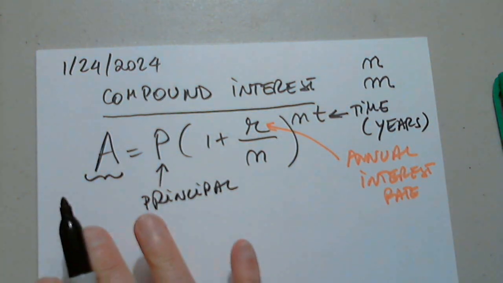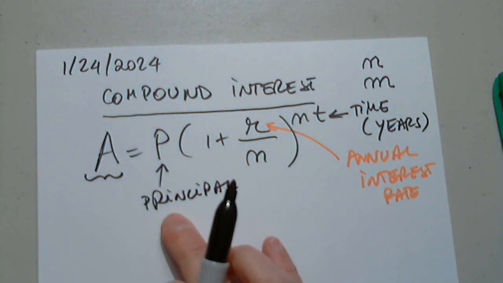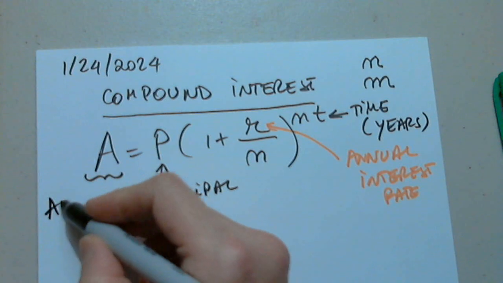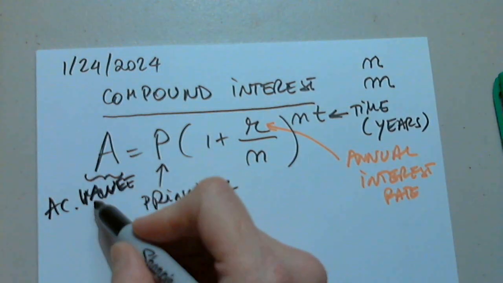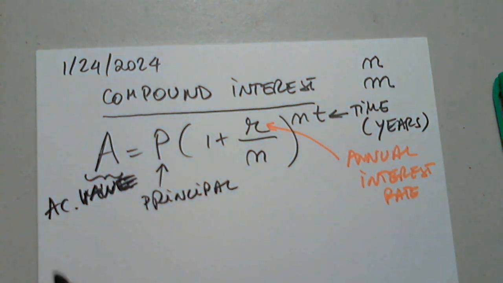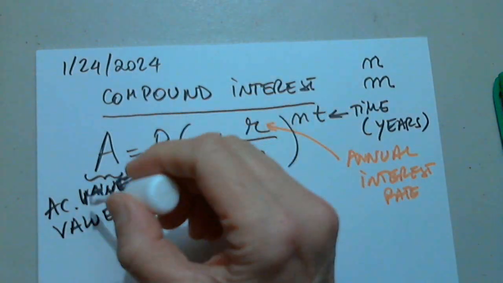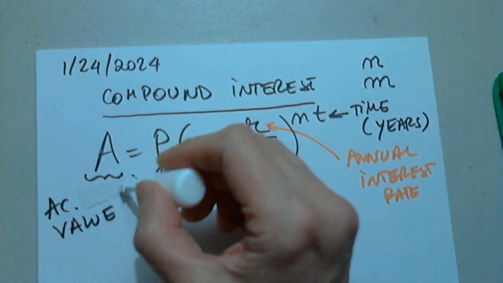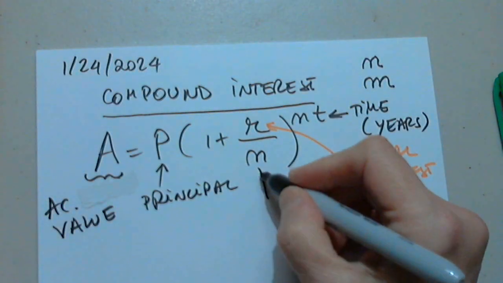A is the accumulated value, T number of years later. So we deposit the principal and we get this, the accumulated value in T number of years later. Now, what is N? That is the way we compound interest. We recalculate the interest. How do we recalculate the interest? It's compounded N number of times per year.